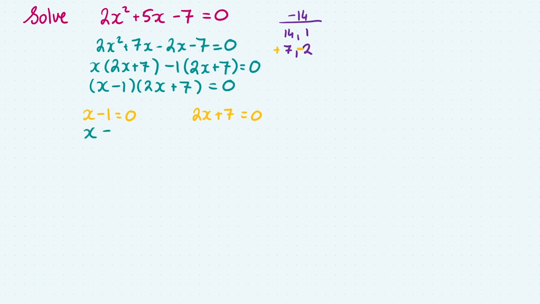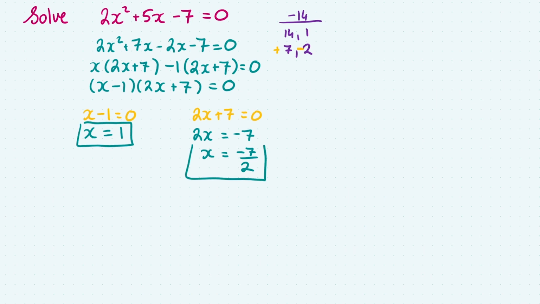So add 1 to both sides, we get x equals 1. We'll subtract 7 from both sides, then we'll divide by 2, and I get x equals minus 7 divided by 2. Here we have our solutions, and a fancy word for our solutions is our roots.